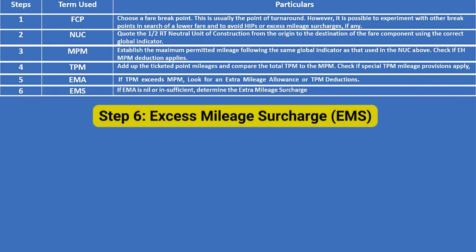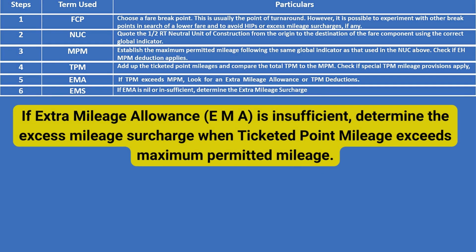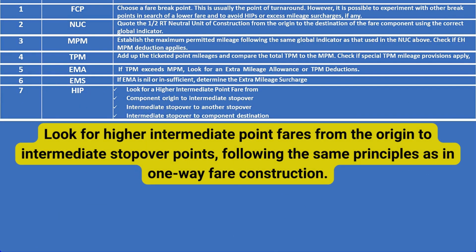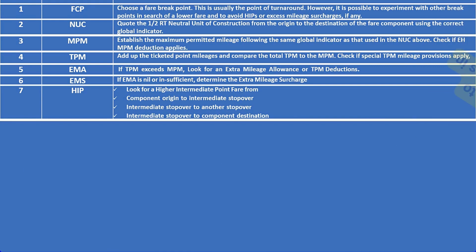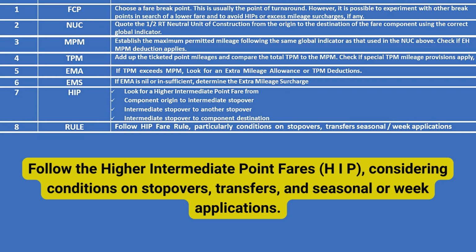Step 6. Excess mileage surcharge, EMS. If extra mileage allowance, EMA, is insufficient, determine the excess mileage surcharge when ticketed point mileage exceeds maximum permitted mileage. Step 7. Higher intermediate point fares, HIP. Look for higher intermediate point fares from the origin to intermediate stopover points, following the same principles as in one-way fare construction. Step 8. Rule. Follow the higher intermediate point fares, HIP, considering conditions on stopovers, transfers, and seasonal or week applications.